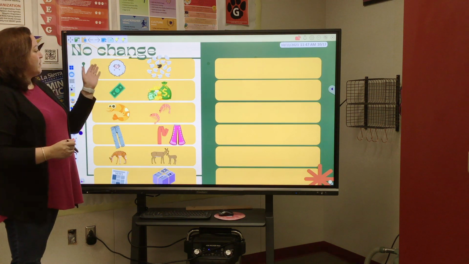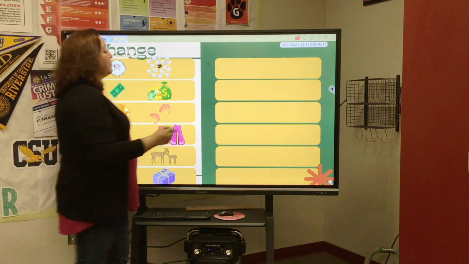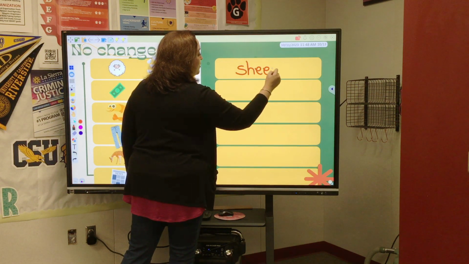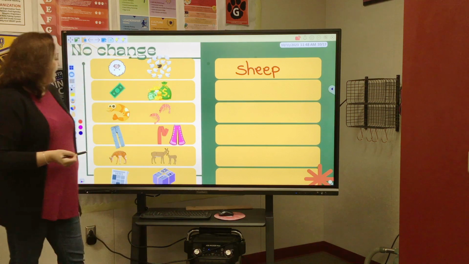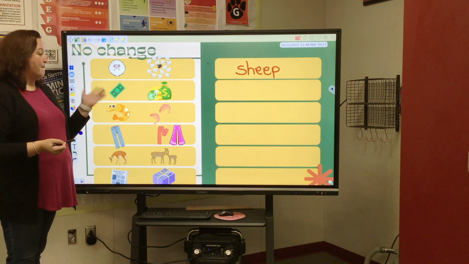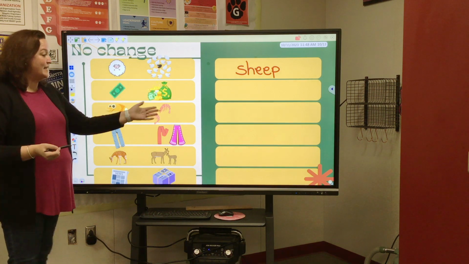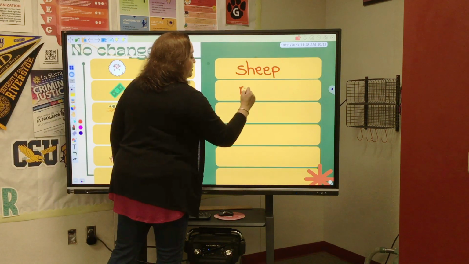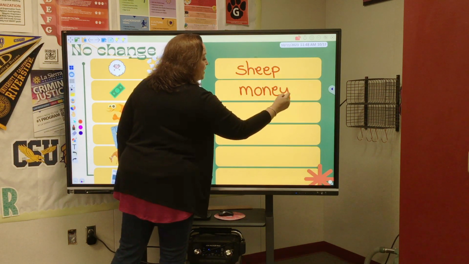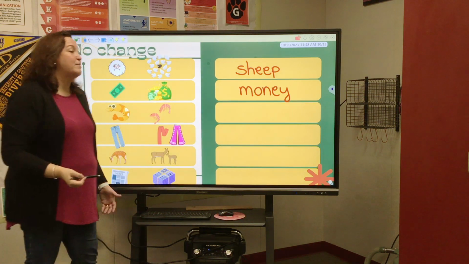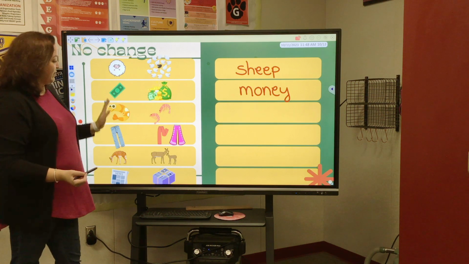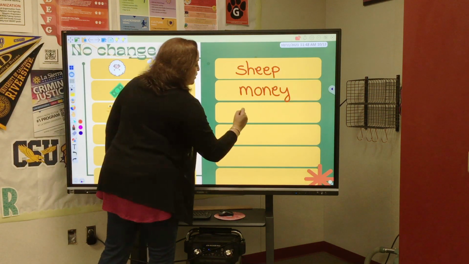For no changes, whether it's one sheep or many sheep, it is going to be sheep. Then we have, it's interesting, right? This is $1, but as money, right? Money is money. It's not money and monies, but just money. And if you did make that mistake, that's okay. That just shows you're understanding patterns, but this has a no change rule. Same thing with shrimp, whether it's one or many. Shrimp.